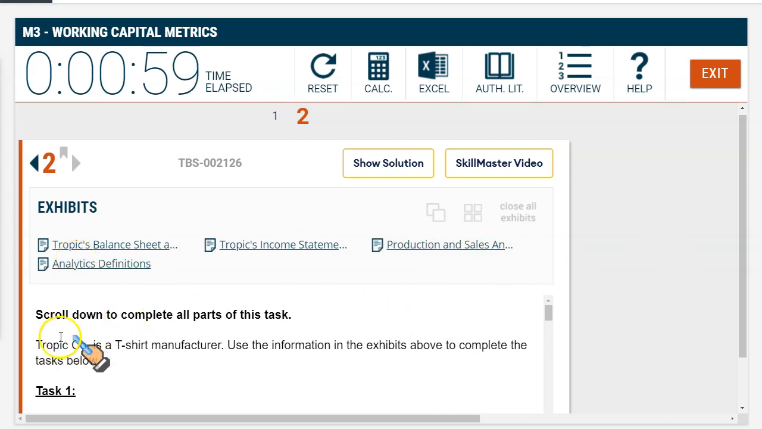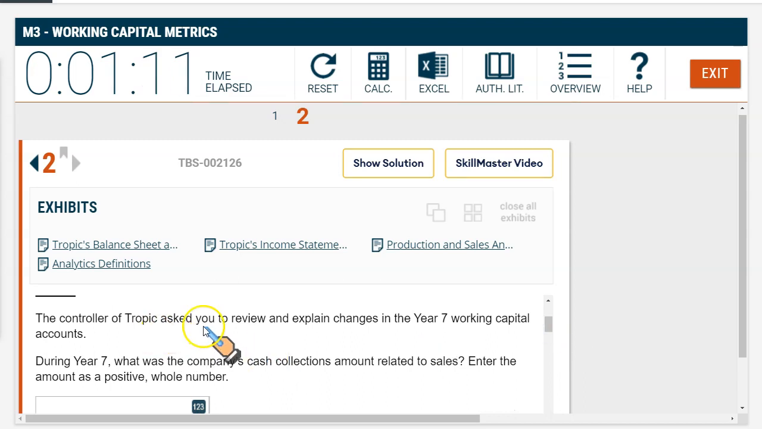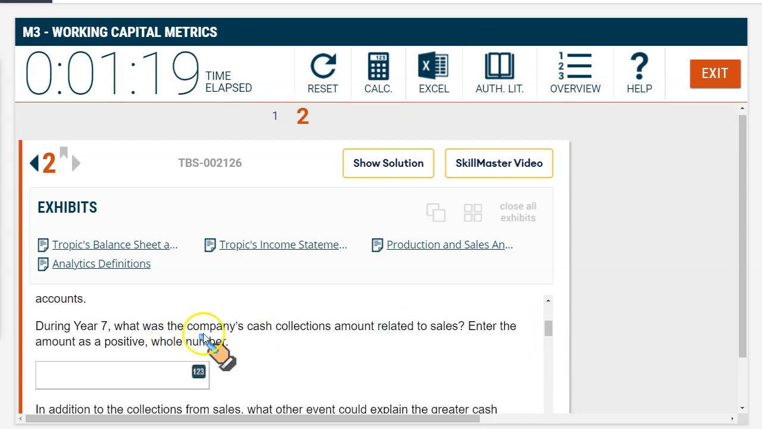So now Tropic Company is a t-shirt manufacturer. Use the information in exhibits, we saw these a little while ago above, to complete the task below. The first task: the controller of Tropic asked you to review and explain changes in year 7 working capital accounts. During year 7, what was the company's cash collection amount related to sales? Enter the amount as a positive whole number.